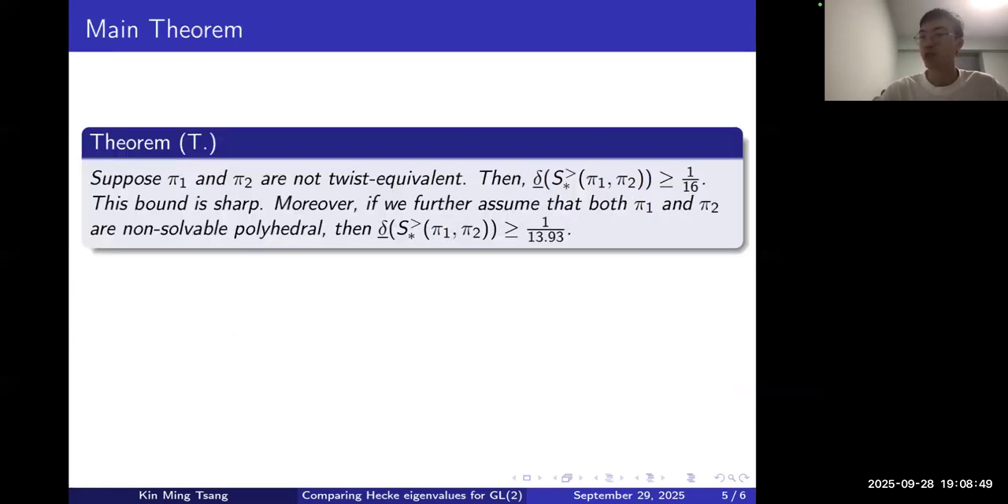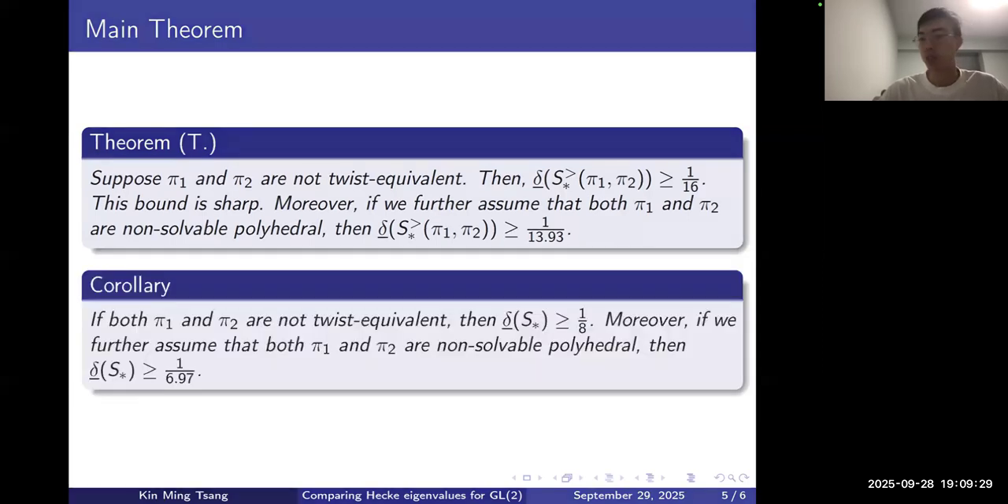Okay, here is the main theorem of this article. Suppose π1 and π2 are not twist equivalent. Then the lower Dirichlet density of the set S* with a strictly greater sign is greater than or equal to 1/16. And this bound is sharp. Moreover, if we assume that both π1 and π2 are non-solvable polyhedral, then the bound is improved to 1/13.93.